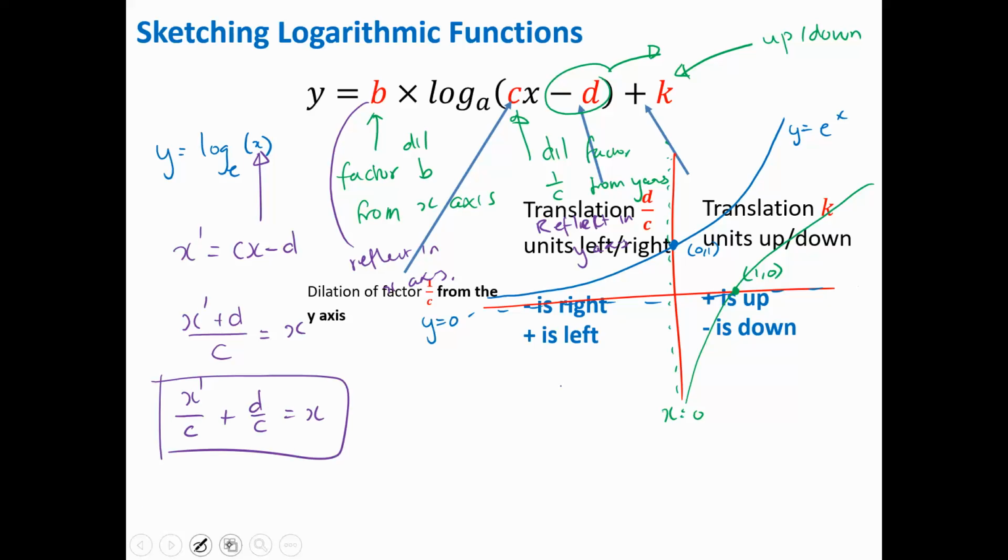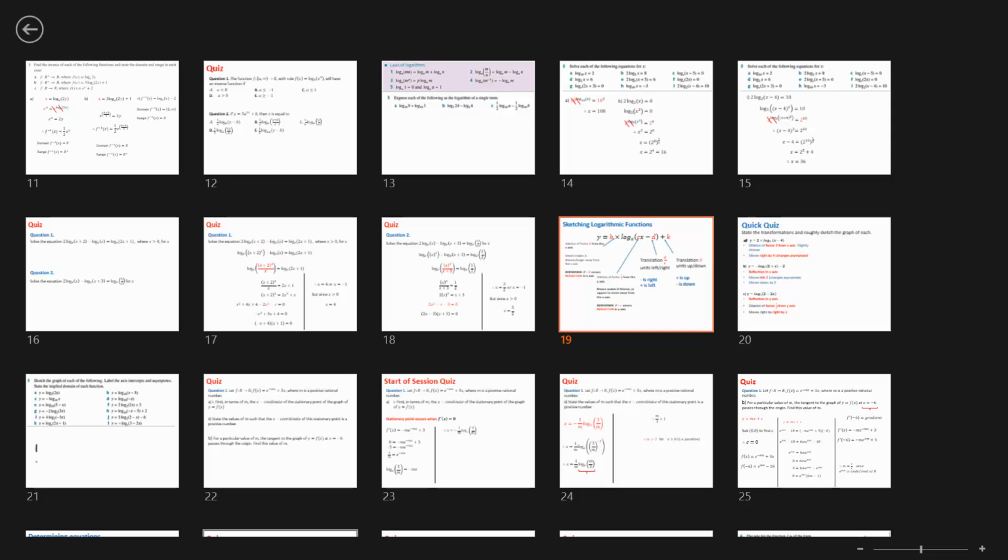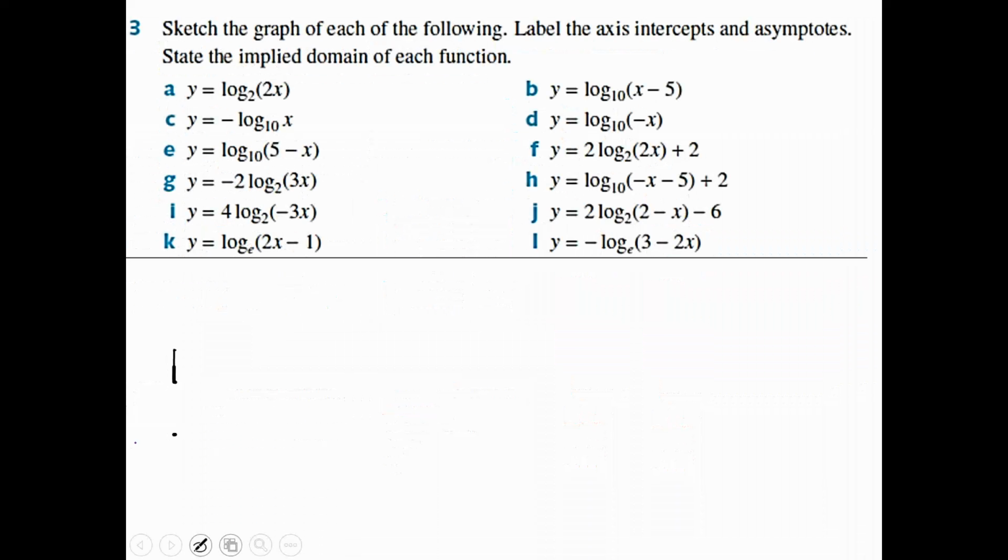Here we go. Let's do... Where's my questions? Here we go. This is from your textbook. I want you to each tell me, I'm going to name each, how many do we have there? We've got 1, 2, 3, 4, 5, 6, so there's 12 questions there. Let's go with A. Tell me the transformations for A. Can I please have Rachel? For 3A, just looking at it, you've got y equals log base 2 of 2x. What kind of transformation do I have? Name me one.